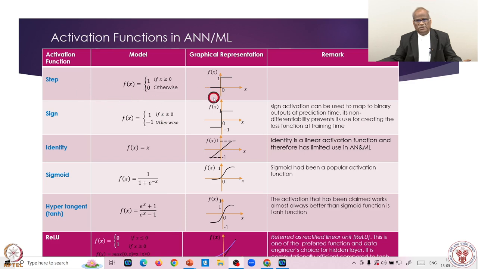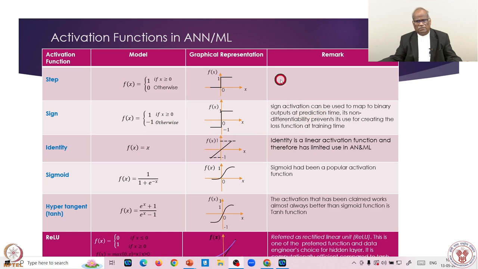So this is a step function, you can see it is a step. The f(x) is the output that we have for x. And then we have 0 to 1, it is a binary type of thing. It will choose, if x is more than 0, it's 1, and otherwise 0. It is a very simple and elegant function. Then the sign function, it varies between minus 1 and plus 1. f(x) is equal to 1 if x is more than 0, and if it is not more than 0, then it is minus 1.